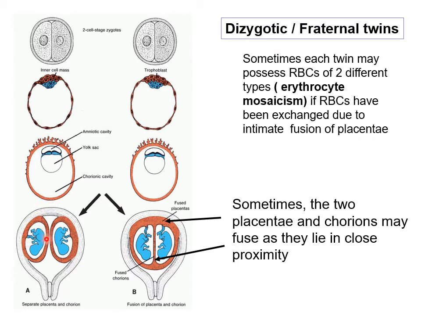Sometimes they come so close together that two parts of their placentae may fuse, and even the amniochorions may fuse partially. If they come so close together, sometimes each twin may possess RBCs of two different cell lines, which is known as erythrocyte mosaicism, if some amount of RBCs have been exchanged due to intimate fusion of the placenta. It doesn't cause any problems. It's just that sometimes it may exist like that.